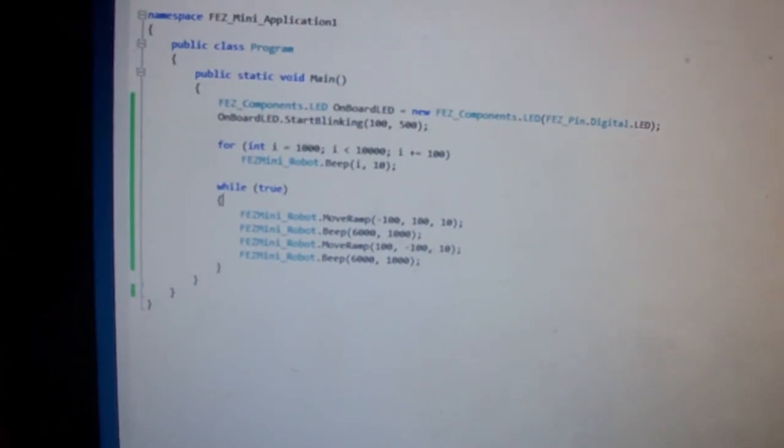So let's go ahead and deploy. Deploy, there we go. Deploying, is it deploying? Deploy successful, wonderful. Now let's go and see what it does.